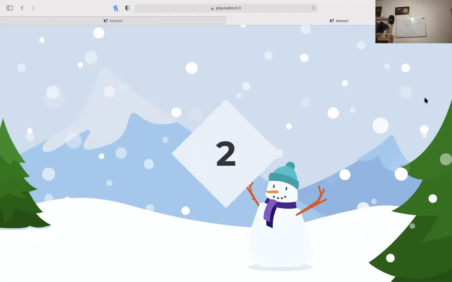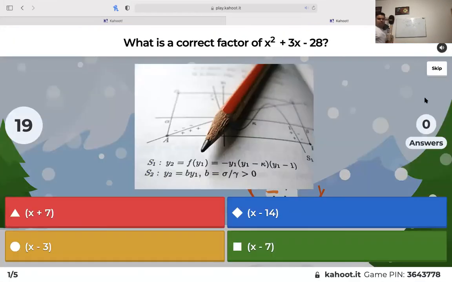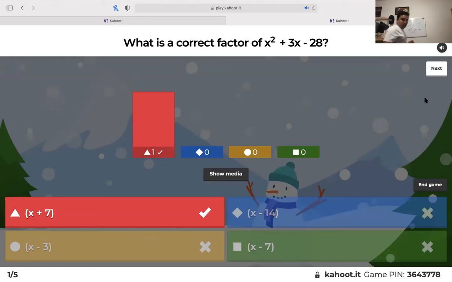The remainder and factor theorem. What is the correct factor of x squared plus 3x minus 28, guys? Let's go. I know you guys can do it. We got 20 seconds on the clock. Come on. Oh, my goodness. Look at Agustina. She solved it. And it is the correct answer, guys. Of course, it is x plus 7. As we can see here. Let's move on to the next question.